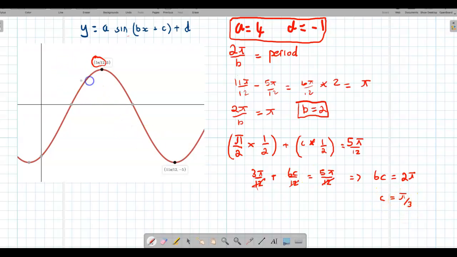Now as I have, it would have started here at pi divided by 2, which is bigger than 5 pi divided by 12. The C number moves it that way, which means that I have in fact added on when I go that way. So my C number stays as positive pi over 3. So that's how I work out those 4 letters, A, D, B, and C.